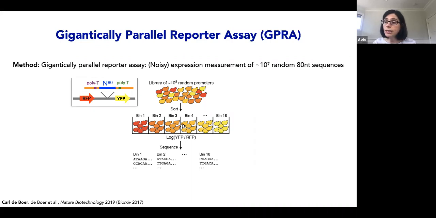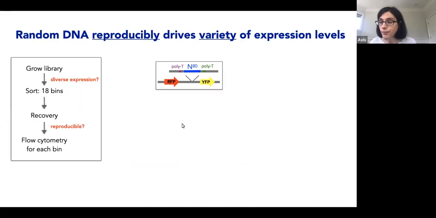But there are two potential issues. First, because there are so many N to the 80 sequences, we expect each sequence to appear at most once in the output. This means that the data will be extremely noisy and sparse. Second issue is, who knows if the random sequences will generate any expression at all? So to look at this, Carl grew the library and sorted the yeast into 18 expression bins. This will let him see if there's a range of expression. Then he recovered the live yeast from each bin, regrew them, and measured their expression again. This would let him ask if the expression is reproducible.